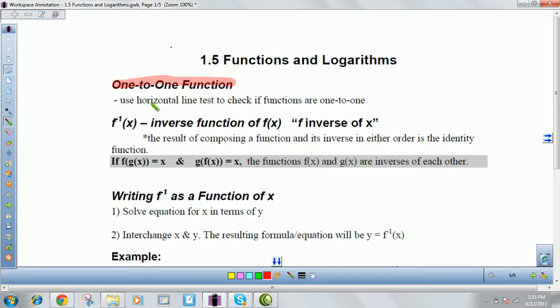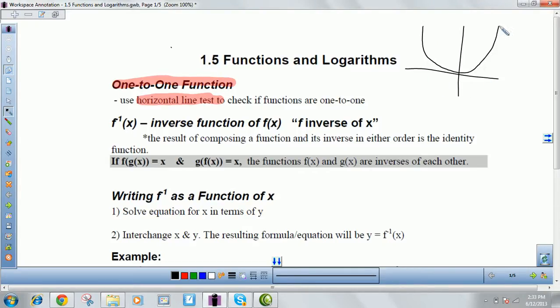It must be a one-to-one function and must pass the horizontal line test. A basic function that seems simple that would not have an inverse function is this, because y equals x squared does not pass the horizontal line test and therefore is not one-to-one, therefore has no inverse.